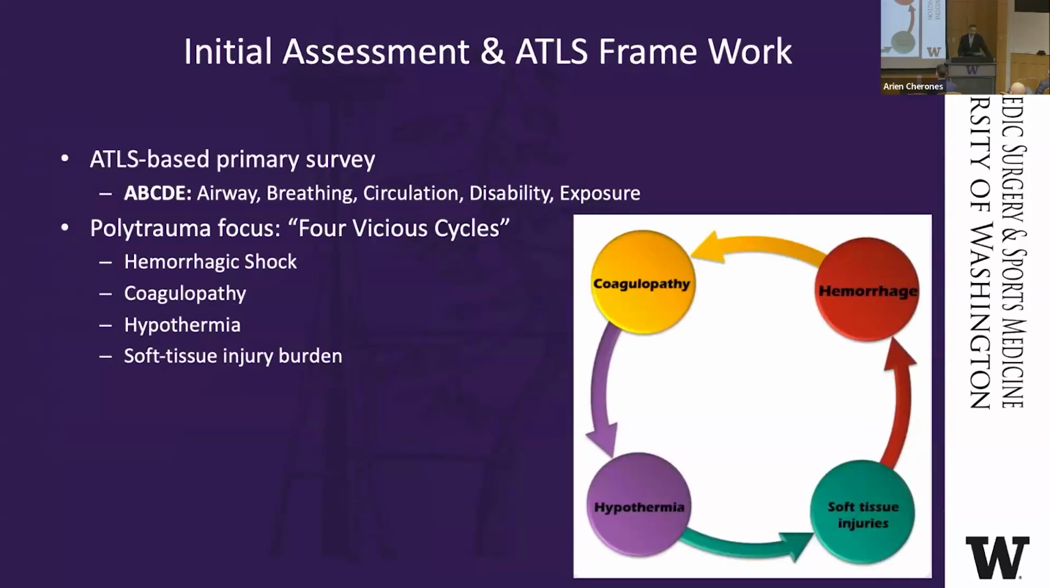Typically in trauma, when you're evaluating a trauma patient, we go back to our basics, starting with an ATLS-based primary survey. So your airway, breathing, circulation, disability, and exposure of the patient, looking for any additional injuries that may have been missed, so we don't miss any. And in Volpin and colleagues' paper, they focused on the 4 vicious cycles. So we look at hemorrhagic shock, coagulopathy, hypothermia, and soft tissue injury burden. So those 4 factors can play into the severity of one's injury.